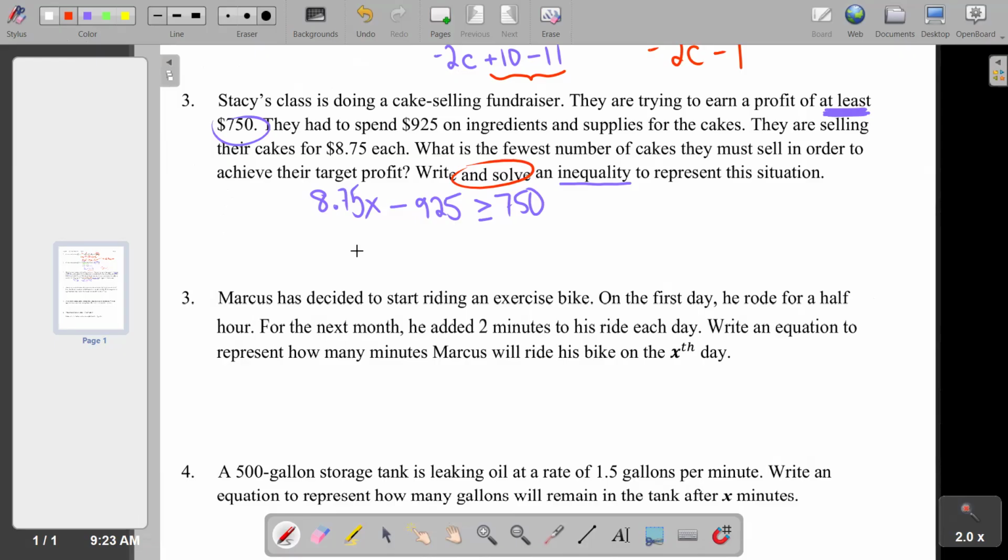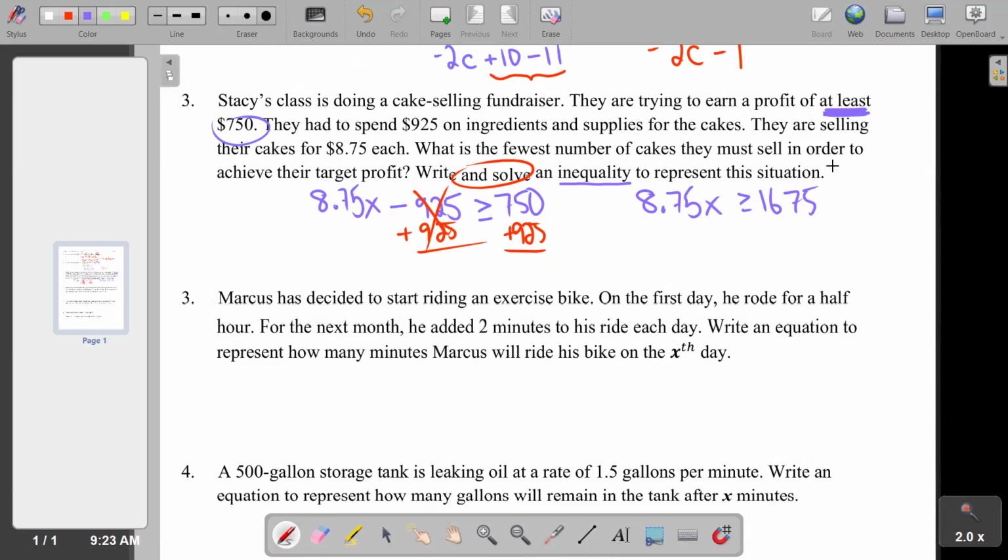And you know that to solve math problems like this, you have to get x by itself. And step one is to murder that 925. So we have to add 925 to both sides. And we're going to be left with 8.75 times x is greater than or equal to 1,675.